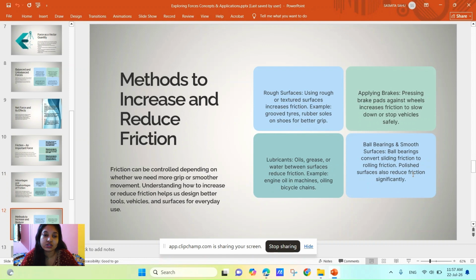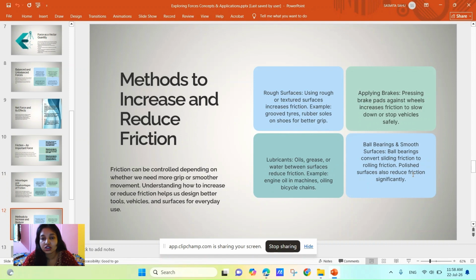Methods to increase and reduce friction. Friction can be controlled depending on whether we need more grip or smoother movement. Understanding how to increase or reduce friction helps us design better tools, vehicles, and surfaces for everyday use. Rough surfaces: using rough or textured surfaces increases friction. Example, grooved tires, rubber soles on shoes for better grip. Applying brakes: pressing brake pads against wheels increases friction to slow down or stop vehicles safely.